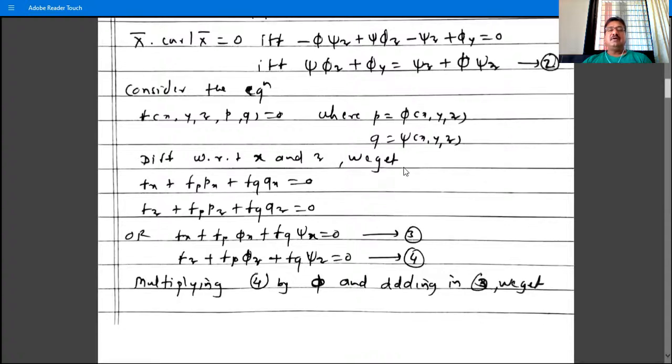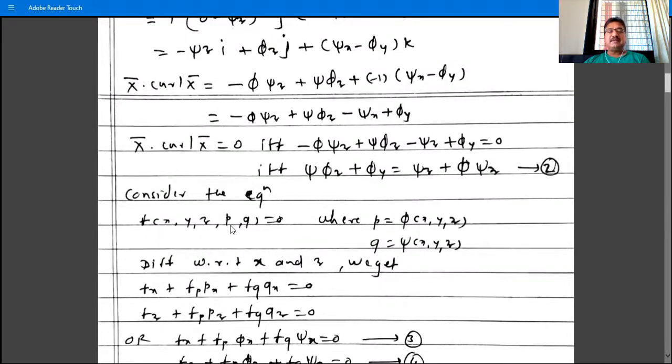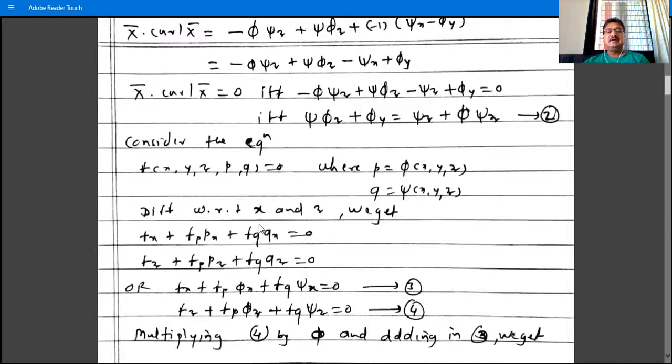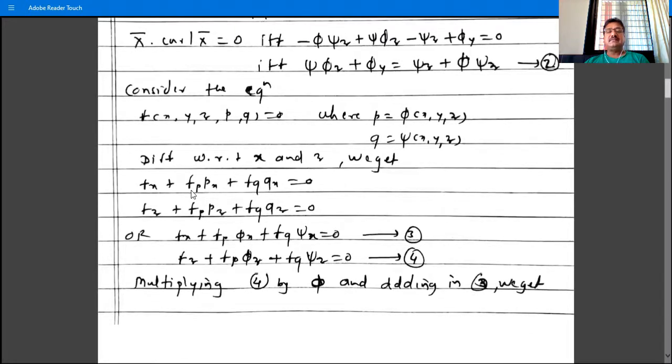Now consider the equation f(x,y,z,p,q) = 0, where p is φ(x,y,z) and q is ψ(x,y,z). Differentiating with respect to x and z, we get: with respect to x, the derivative is f_x, that is ∂f/∂x, plus ∂f/∂p times ∂p/∂x, and ∂f/∂y with respect to x is 0.